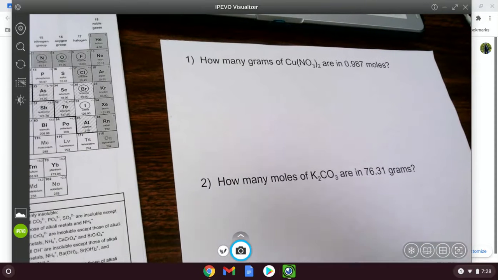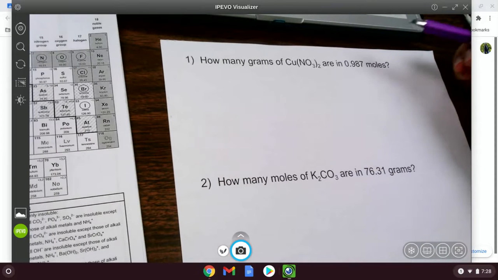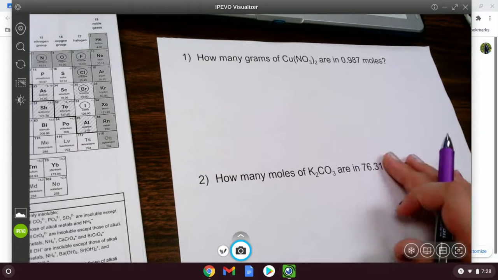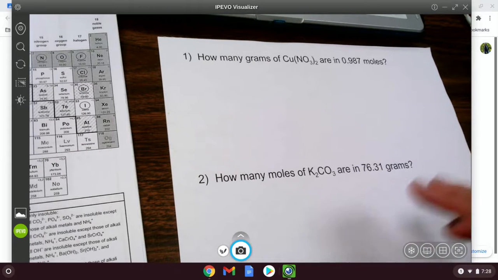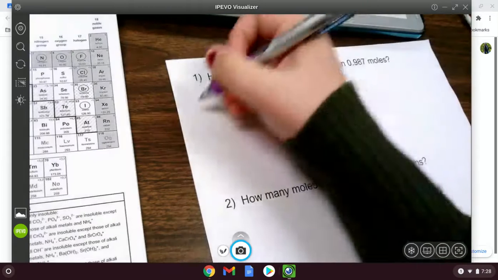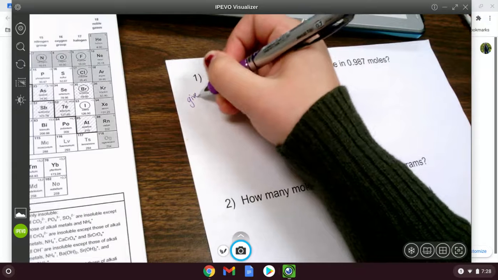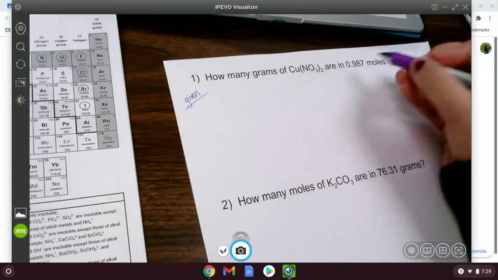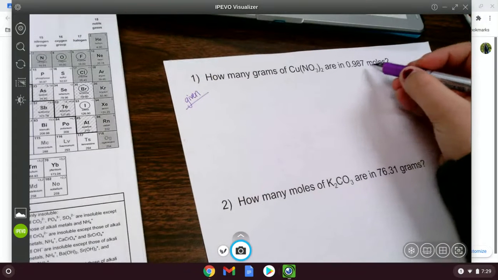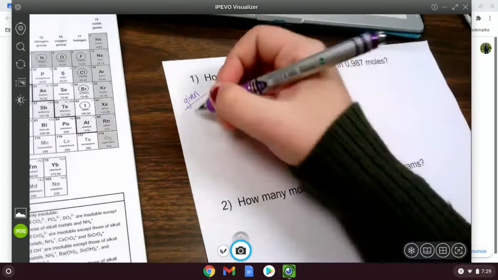And the first question is, how many grams of copper 2 nitrate are in 0.987 moles? Okay, so remember, when we're solving these problems, the first thing we need to do is start with our given and our find. So our given, remember, our given is always a number. So the 0.987 moles will be our given.